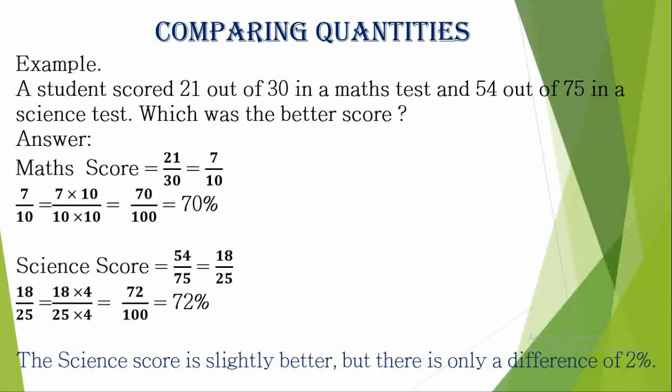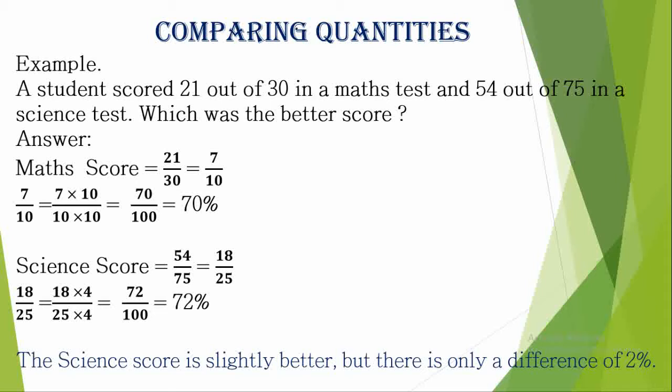Comparing quantities. Example: a student scored 21 out of 30 in a maths test and 54 out of 75 in a science test. Which was the better score? Answer: we have to convert these marks into percentage. So 21 out of 30 means 21 upon 30. We have to write that in simplest form, so we divide both the numbers by 3. 3 sevens are 21 and 3 tens are 30. So our simplest form is 7 upon 10.